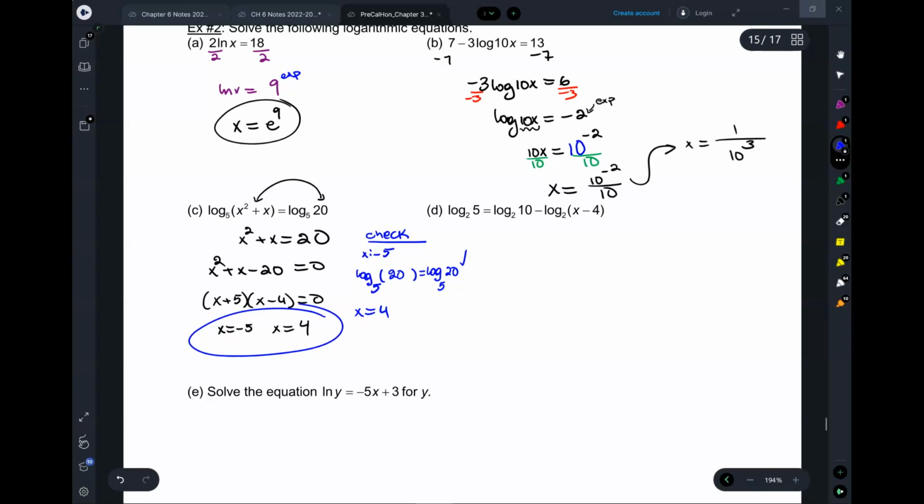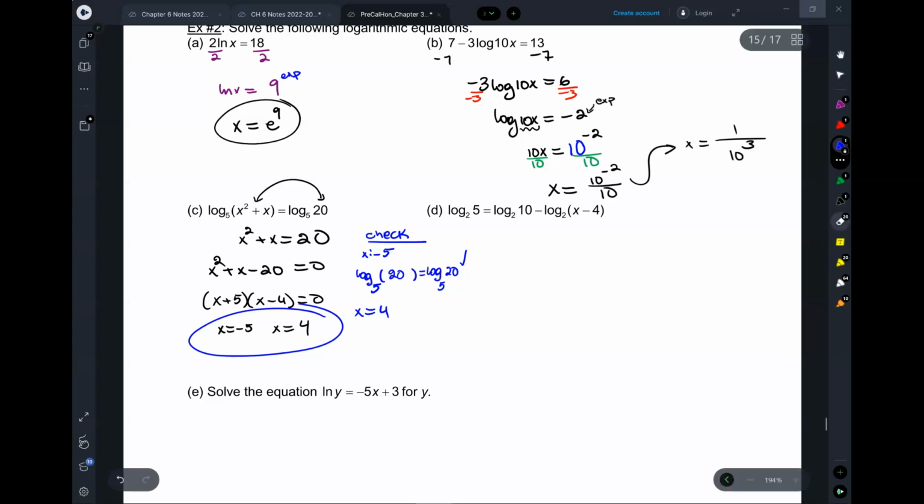Okay? Wait, sorry, I just don't understand, why do you not put the negative 5 in the base? Because the base is already the base. It's part of the problem. What you've gotten is a value for x. So you can only substitute for x, not the base. Oh, I get it. Okay.